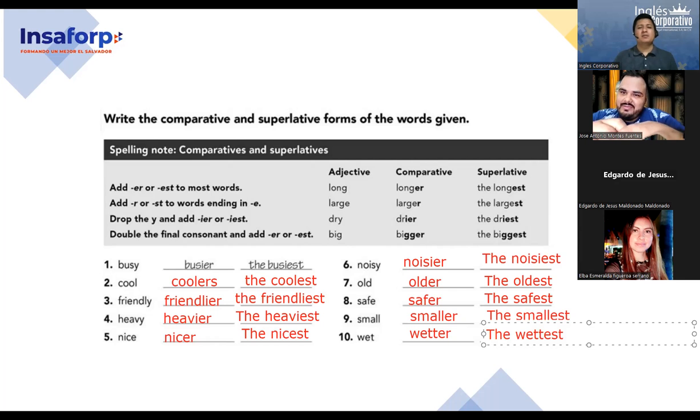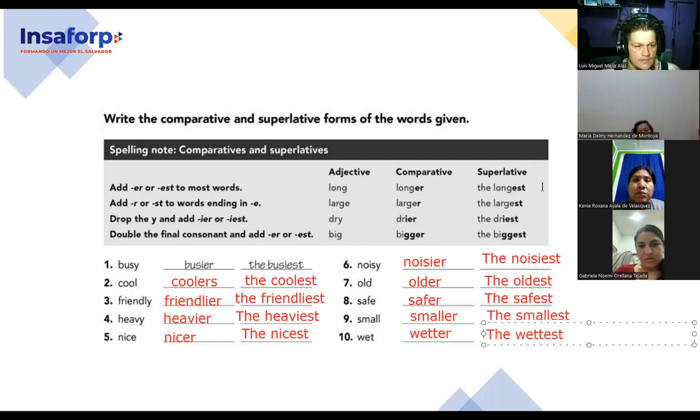Okay, first, remember, when we are comparing, we have to compare between two people. So whenever you say a comparative sentence, you need to use two people or two objects or two places or two animals, right? So you need two. And also, Jose, you need to mention those two. Let me help you. For example, my brother is friendly. My sister is friendly.